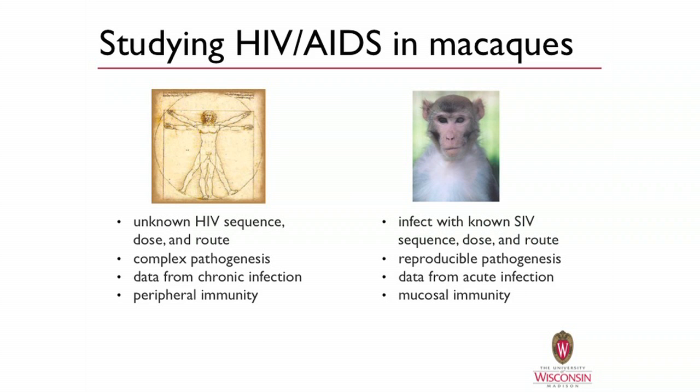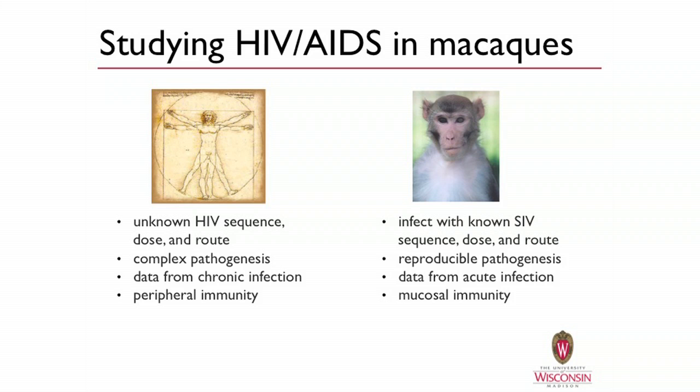So I think you saw a very similar slide last week. Studying HIV in macaques can be simpler than studying HIV in humans. In humans, we don't know the infecting viral sequence, the dose, or the route of infection. Pathogenesis is complex. Data can only be obtained from chronic infection, and usually you only get peripheral immunity, although obviously there are more acute cohorts now than there used to be.